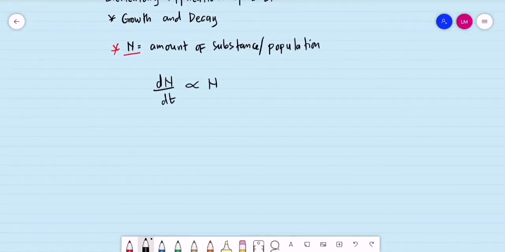So let us have an equation. For us to have the equation, this is differential N with respect to the change in time is equal to, from proportionality to an equation, we are to place a constant times N, wherein this k is simply the proportionality constant.